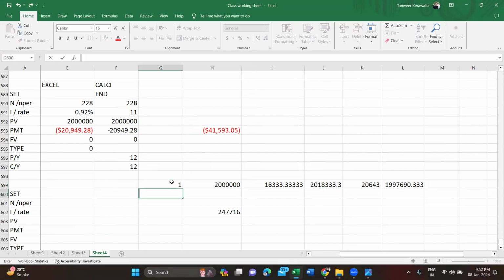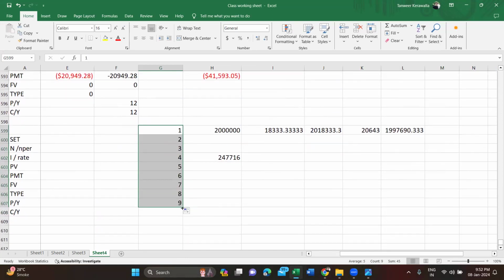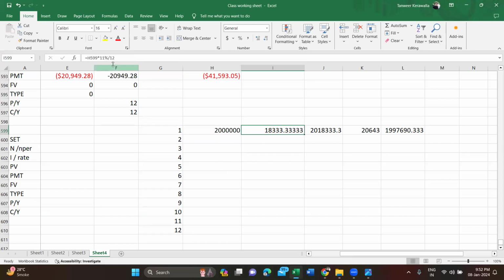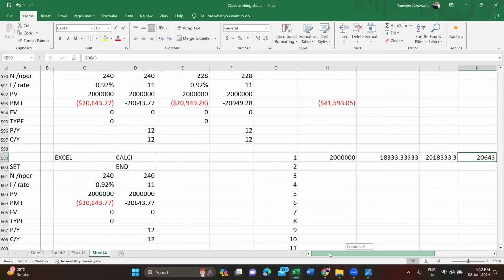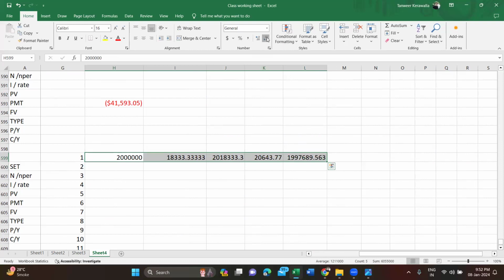So 1 and 2, I'll copy this down to 12. So 20 lakhs was the original loan amount. Interest got added, 11% for 1 month. These two got added and it became this much amount. You paid the EMI, 20,643. What was the exact amount? 20,643.77. So it became this much. I'm just rounding off to the nearest.